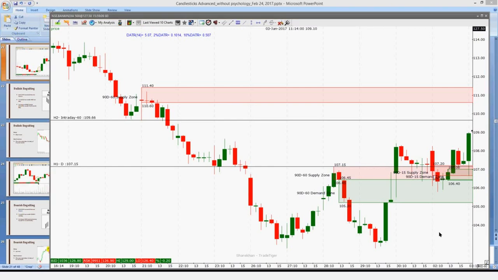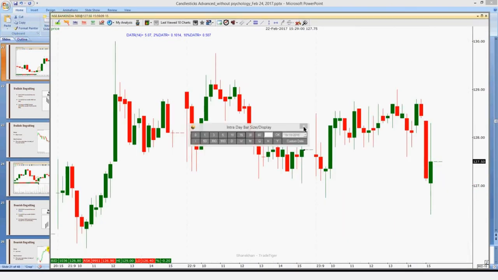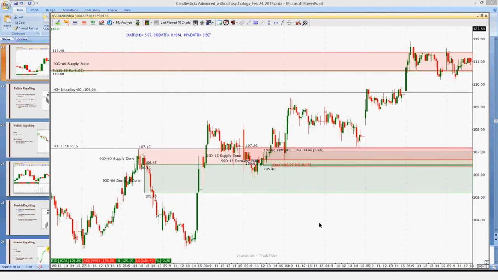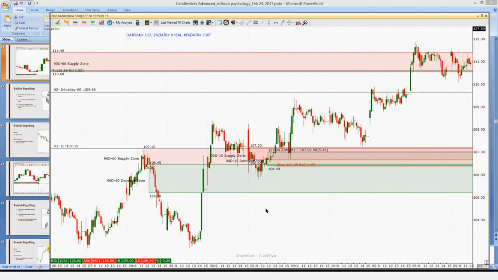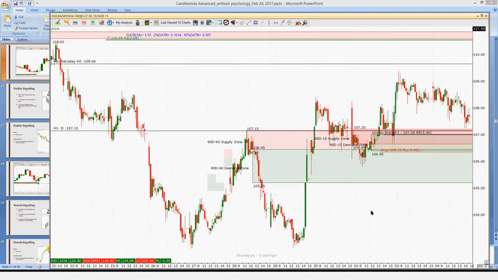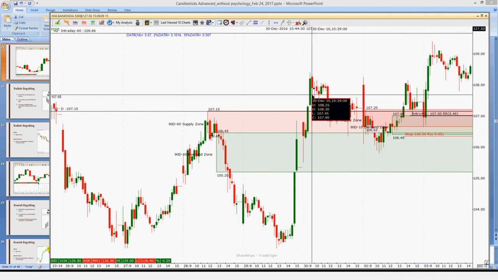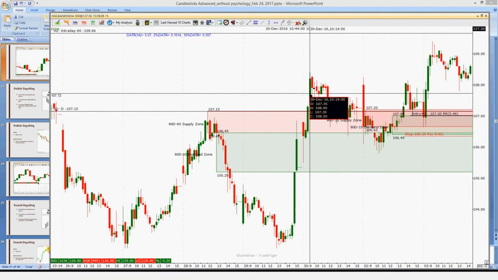So I go on to the 15-minute chart. And the higher time frame engulf happened on 60-minute. So what I do is I wait for the higher time frame engulf to get tested, and on the lower time frame on arrival there should be an engulf. Can you see this? Price confirmed the engulf on the lower time frame at 10:15.